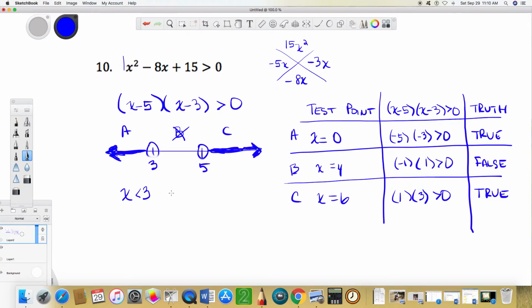X is less than 3. Since we have a jump here, we need the word or. I started to write the mathematical symbol for or, which is a union. But again, we learn that with interval notation. So x is less than 3 or x is greater than 5. There's our final answer for number 10.